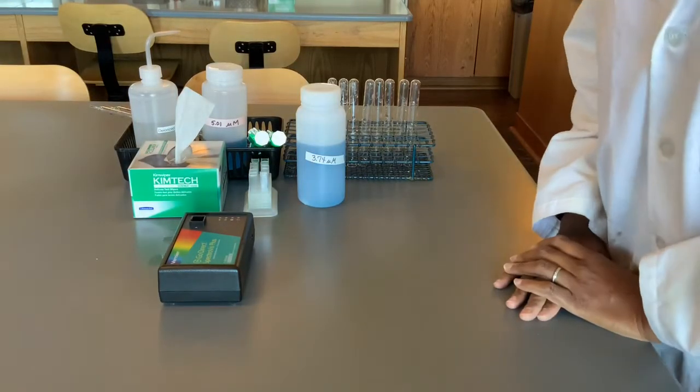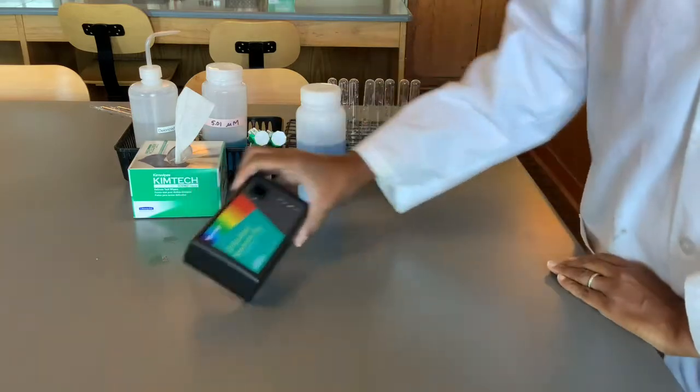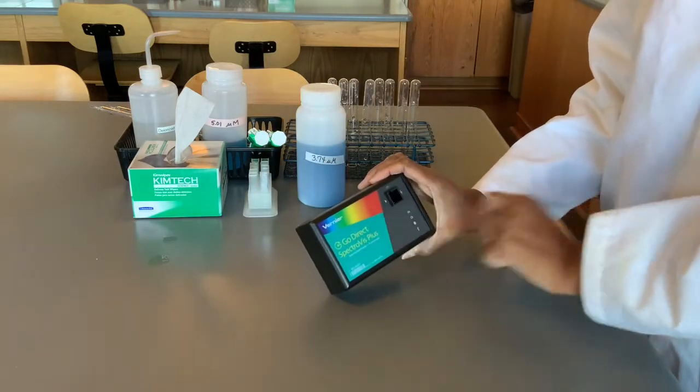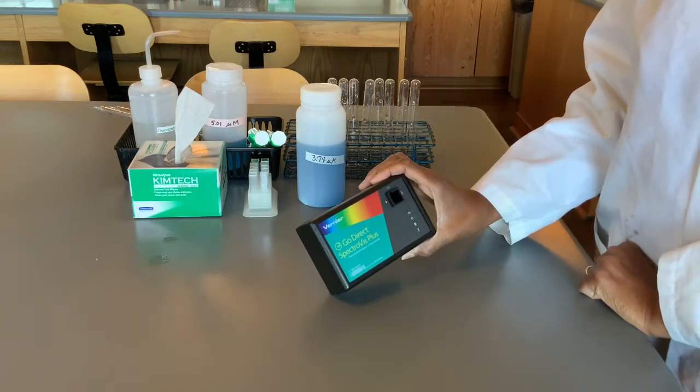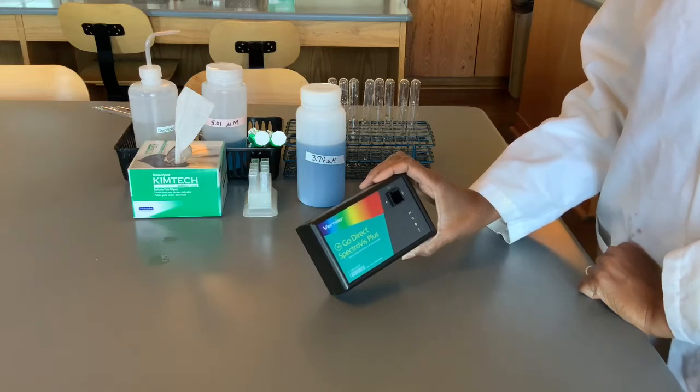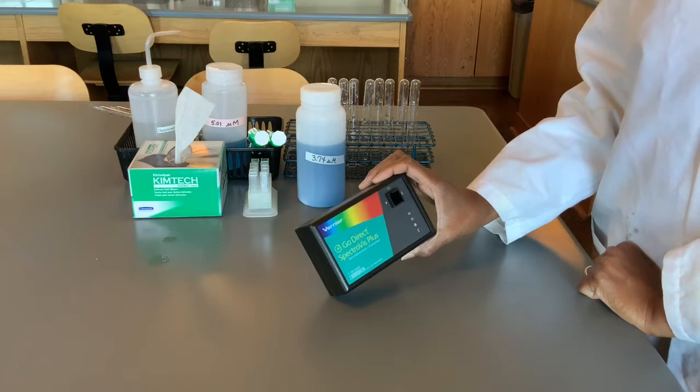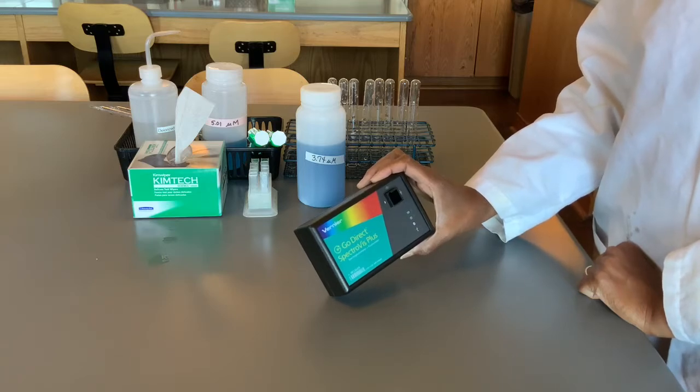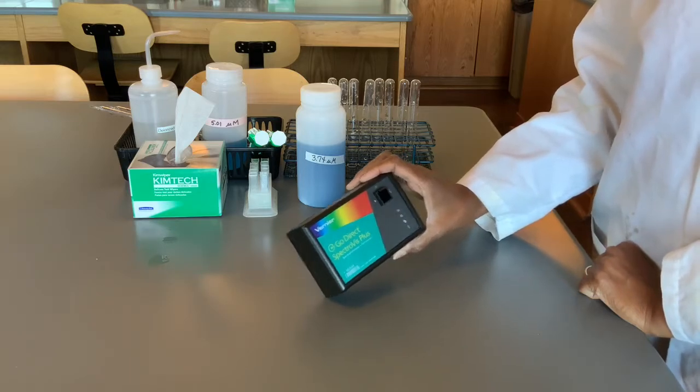Okay, let's start by making sure we have all of our materials. First, we will be using a Go Direct SpectraViz Plus spectrophotometer that can connect to your iPad. So this lab will require your iPad to have Bluetooth connectivity so that you can connect to the spectrophotometer.